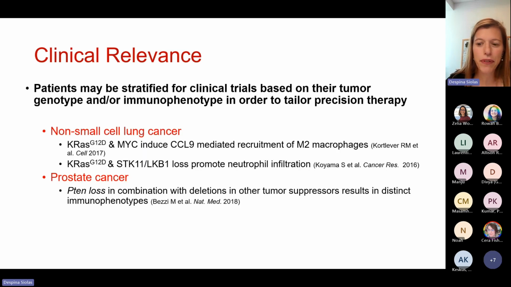And this type of concept is not necessarily new. It has been shown in other cancers, but it suggests that perhaps patients should be stratified for certain clinical trials or certain therapies based either on their immune phenotypes or their tumor genotype in order to create a more precision therapy.